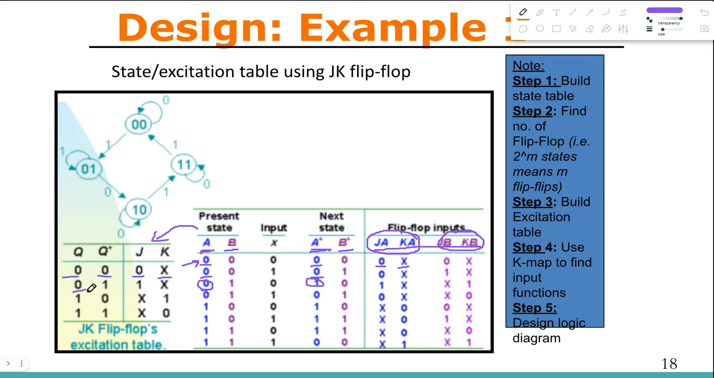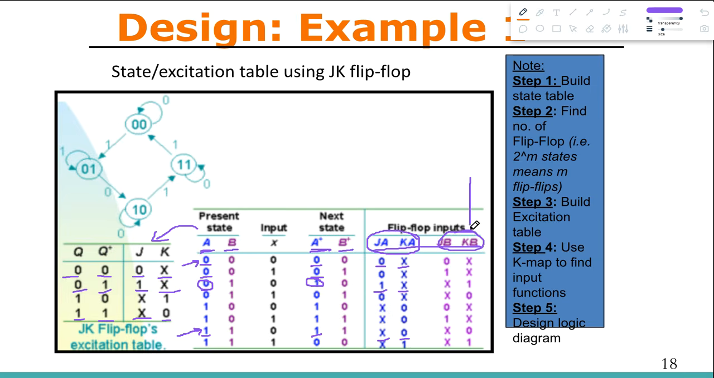If present state is 0 and next state is 1, then J would be 1 and K would be don't care. Here we can see JA is 1 and KA is don't care. So let's take an example for a very random row like this one. The present state is 1 and the next state is 1. So we go back to the excitation table and we find those combinations where present state is 1 and next state is 1, and then J and K are don't care and 0. So here JA is don't care and KA is 0. So we just filled those columns based upon the excitation table of the JK flip-flop.